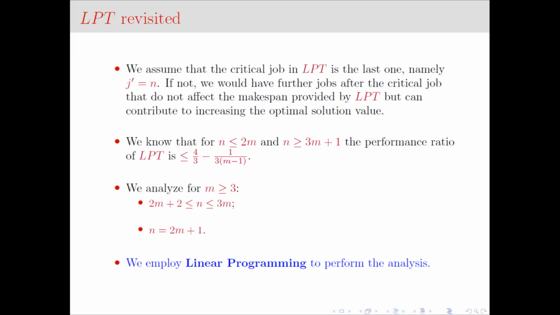And so this implies that either n is between 2m plus 2 and 3m, or we are in the real worst case for LPT, which is n equal to 2m plus 1. And for handling these cases, we apply linear programming in the way you will see in a minute. And also we do some branching. So the issue is, how do we handle all the possible subcases?